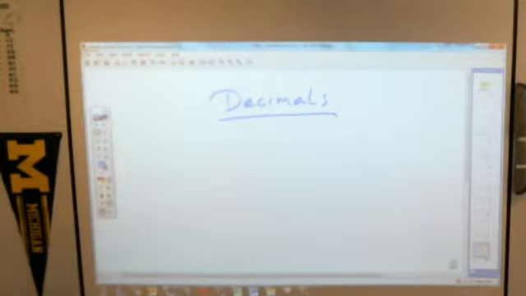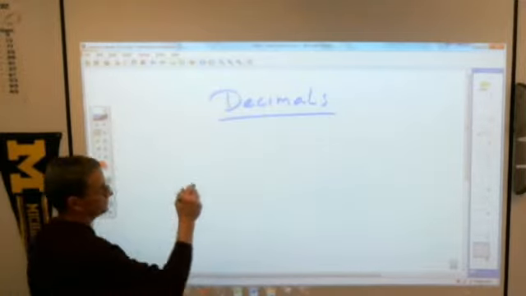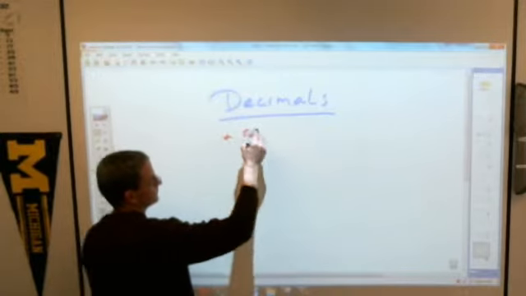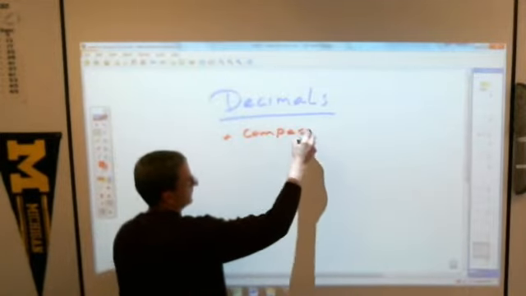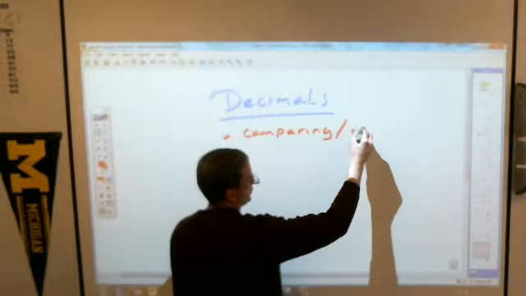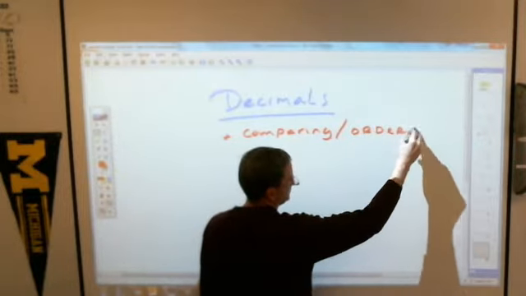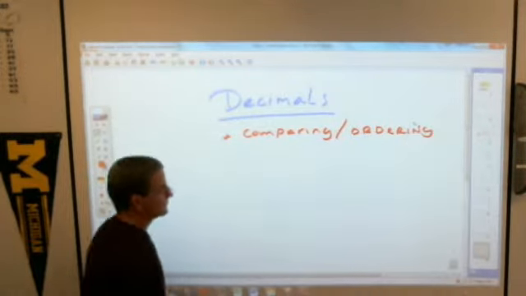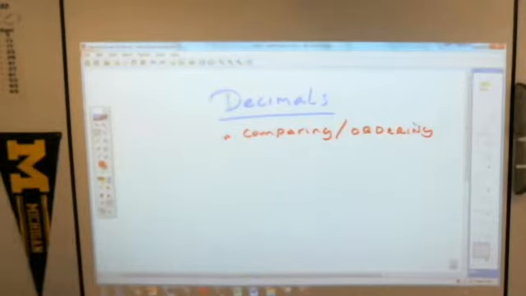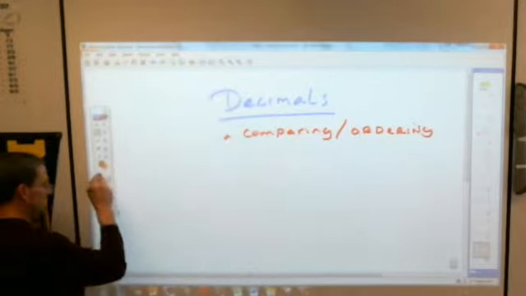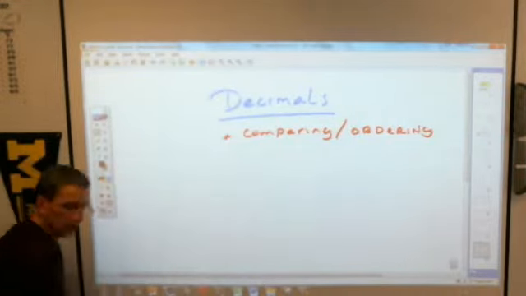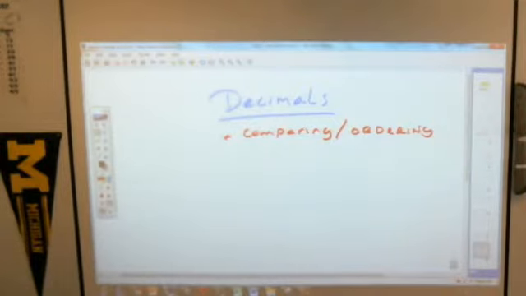And under decimals, the little subheading is comparing and ordering. Comparing and ordering them. And you just have to be a little bit careful with decimals, because sometimes the way you think about numbers is not necessarily true with decimals.